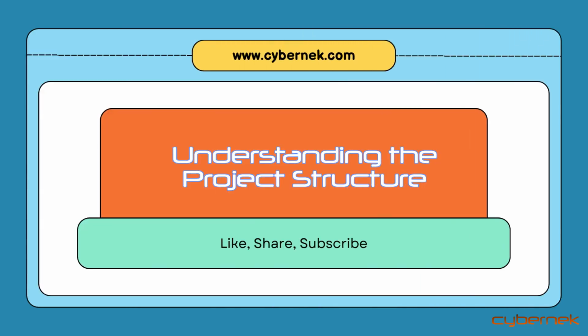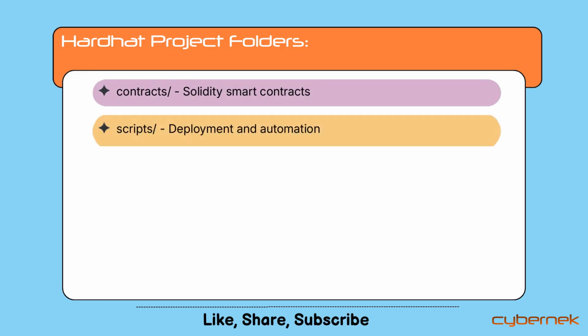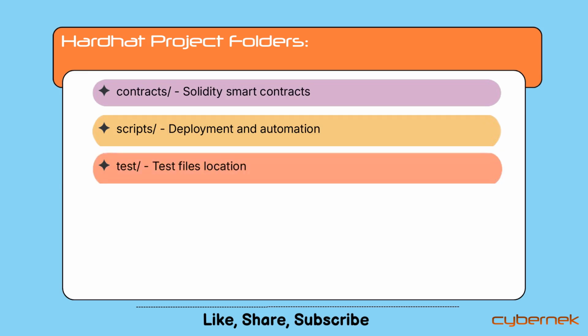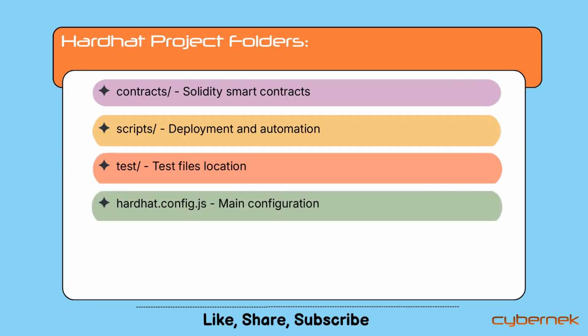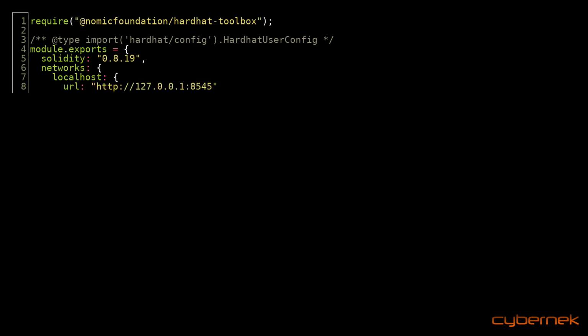Understanding the project structure. Hardhat project folders. Contracts: this is where your Solidity smart contracts live. Scripts: deployment scripts and other automation go here. Test: your test files, and you better write tests. Hardhat.config.js, the main configuration file. Basic Hardhat configuration file with Solidity version, localhost network, and Sepolia testnet setup using environment variables.